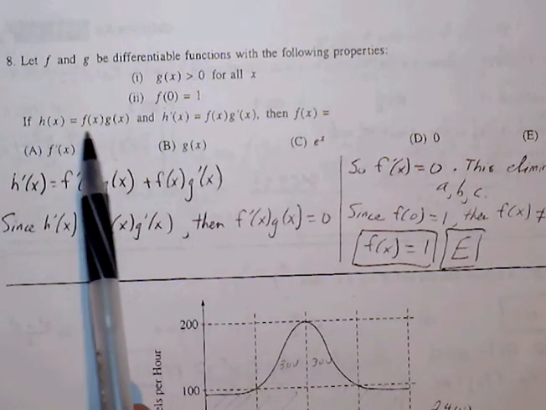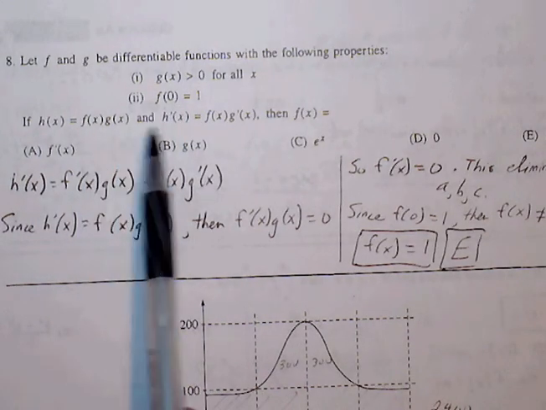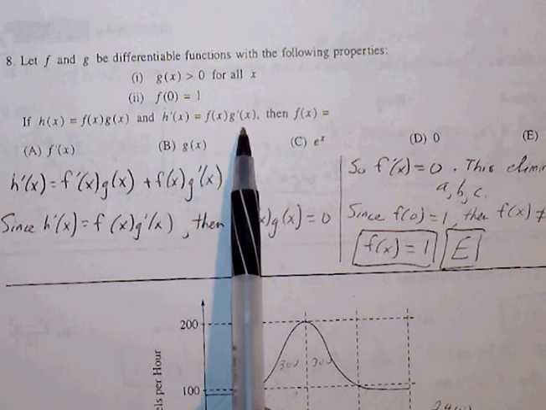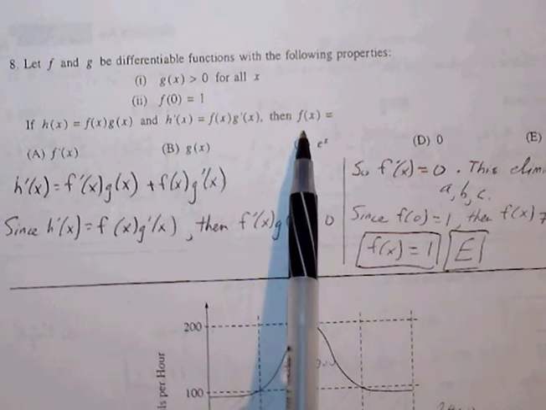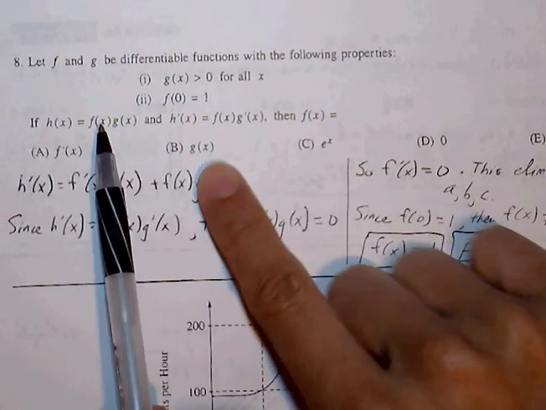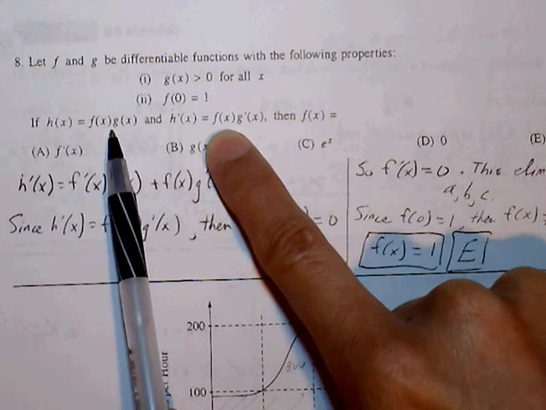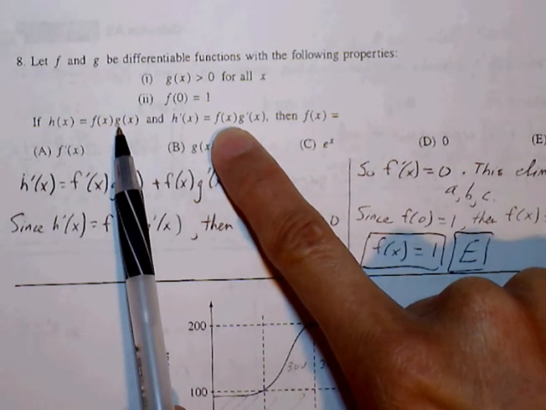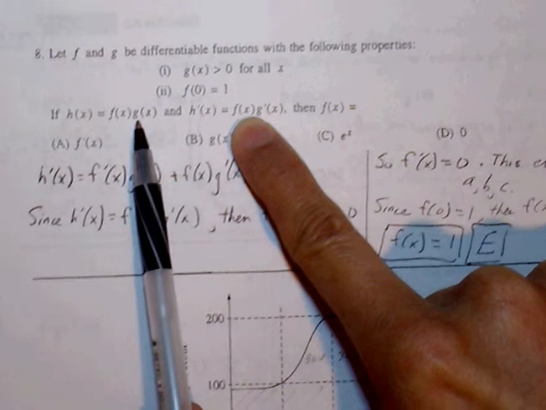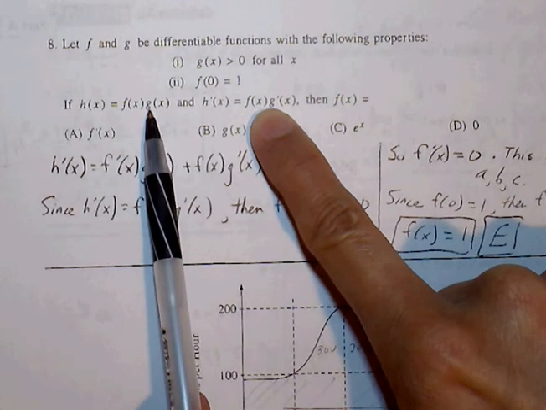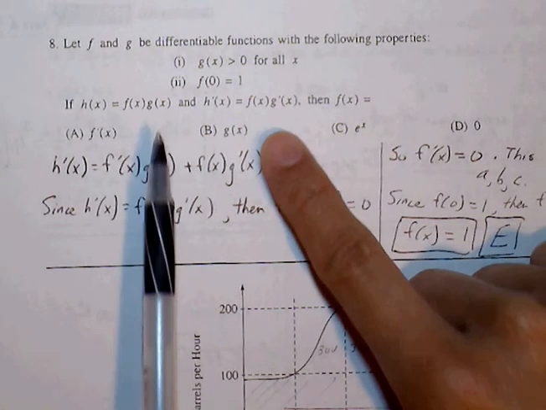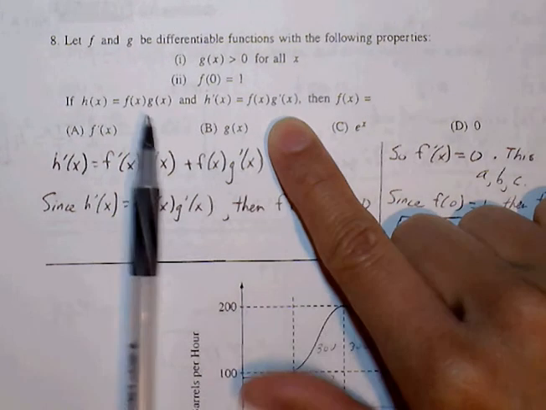If h of x is equal to f of x times g of x and h prime is equal to just f times g prime, then f of x is equal to. Now, they've given us these two pieces of information, which we're going to have to fill in some of the missing pieces of, so we can figure out how to find f of x.